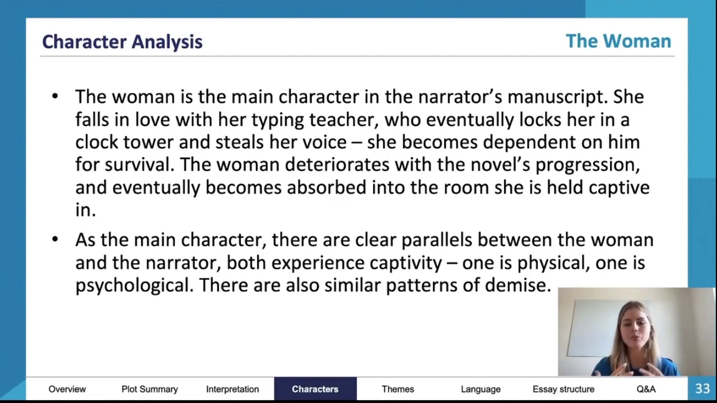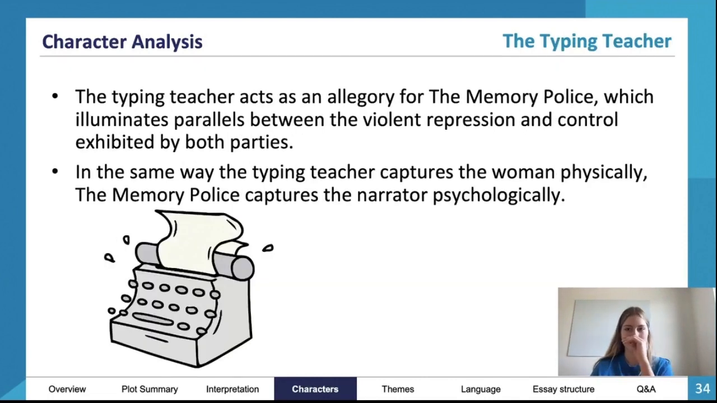So, as the main character, there are clear parallels between the woman and the narrator. Both experience captivity. One is physical, one is psychological, and they also share similar patterns of demise and the way you're absorbed into the room. Well, the narrator wasn't held captive, but we can see how they have similar fates in the end, and that's why it's an allegory, okay?